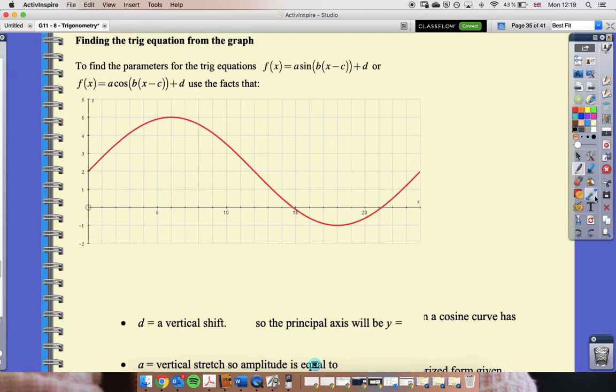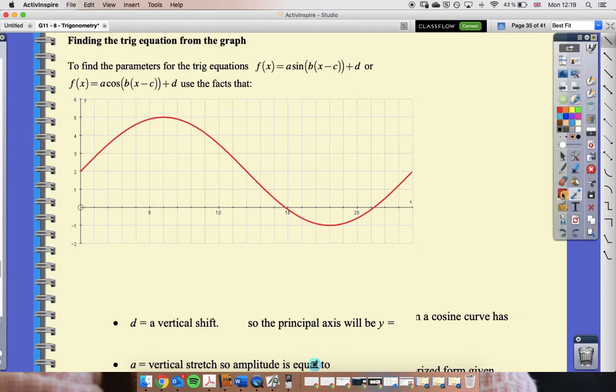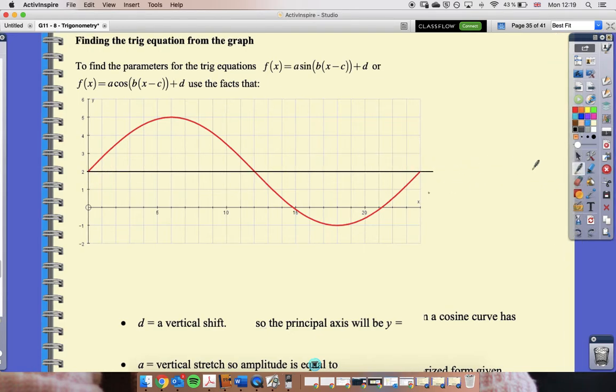So our midpoint is here. Let's just draw that in. So that is our principal axis. And our principal axis is actually D, so that's quite helpful. So let's have +2 straight away.